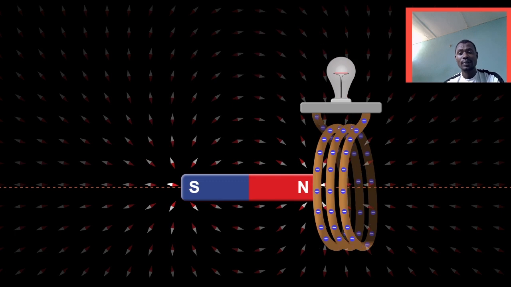You can see something before I move on. By the time I did not move the bar magnet, there is no current. That is, either the coil is moving or the magnet is moving, either of the two. So there will be production of electricity, and this is what we make use of in electric power generation in power stations.